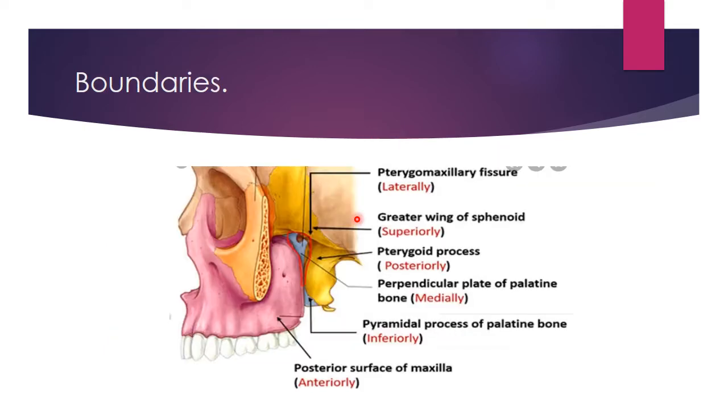The pterygopalatine fossa is bounded anteriorly by the maxilla, the supromedial part of the posterior surface of the maxilla, and the pterygoid process, superiorly by the body of sphenoid, and inferiorly, this in blue color, we can see the pyramidal process which bounds it inferiorly, and this is the perpendicular plate of the palatine bone which we can see through the pterygomaxillary fissure.